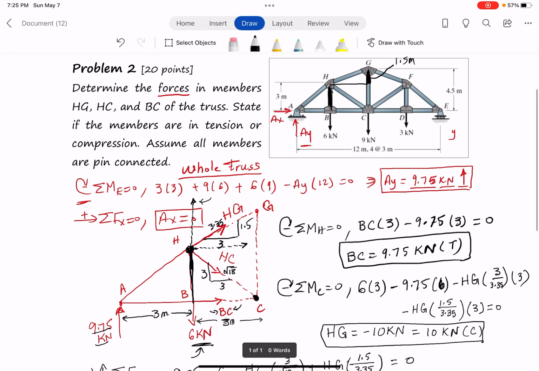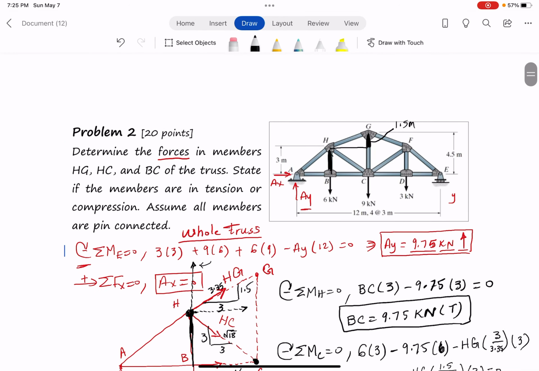I think we are done. We found the three member forces of this truss.